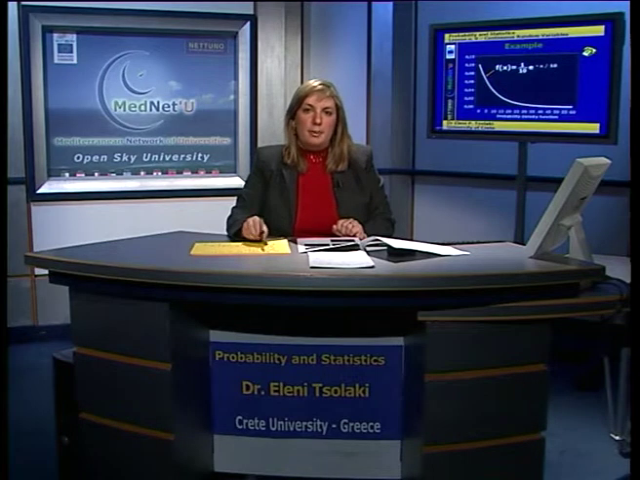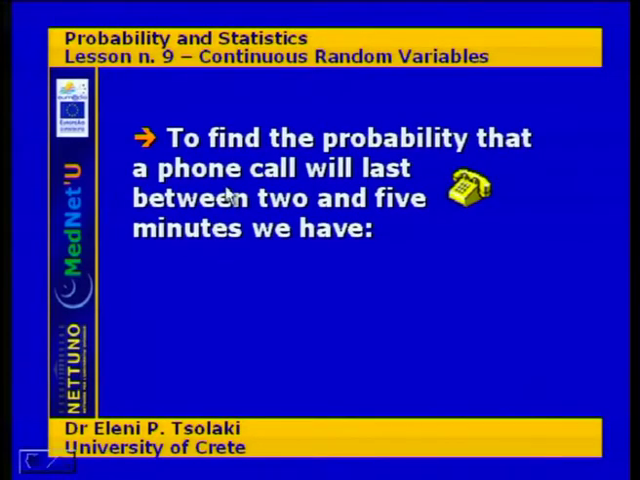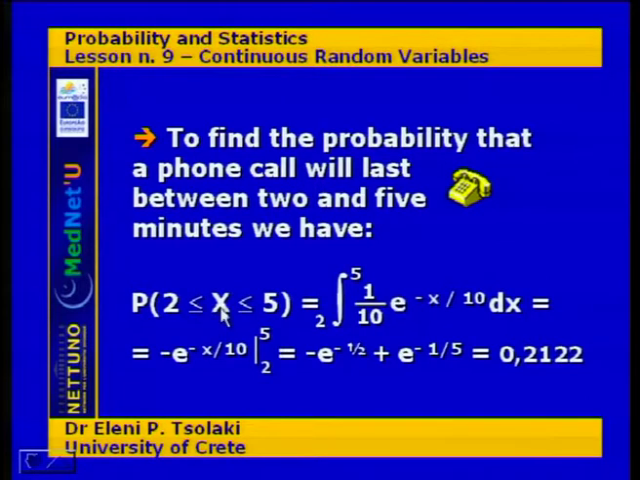Let's go back to calculate some probabilities. So, if we want to find the probability that a phone call will last between 2 and 5 minutes, we have to calculate that the random variable x is between 2 and 5. We note here that in the continuous case, it doesn't really matter if we include the equal here or not. It makes no difference in our calculations, as we have said that taking a specific value, the random variable x, its probability is 0.